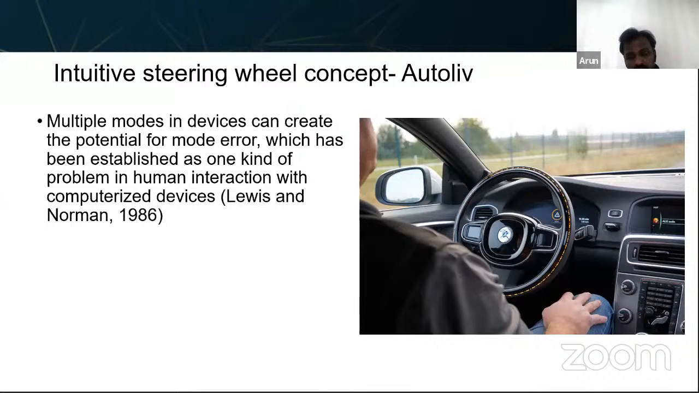This was the concept from Autoliv, where we do a lot of investigation on these areas which I talked about, especially mode awareness. This is when you have a vehicle with different levels of automation. Each level of automation expects you to do certain tasks, but you should also understand what kind of tasks and how much time you have, and this changes from level to level.